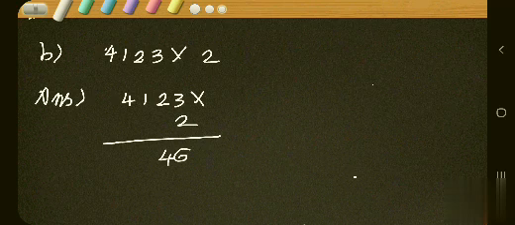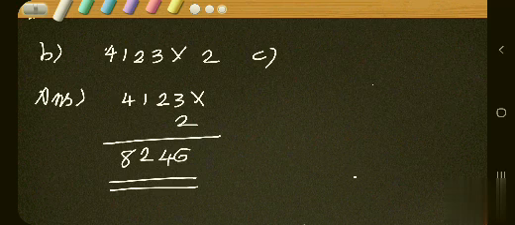Then next we have to multiply which and which? Yes, 2 and 1. 2 ones are 2. Then we have to multiply 4 into 2, isn't it? 4 2s are 8. So what is our answer? 8246. I think it is very easy, isn't it? This multiplication without carrying is very easy.